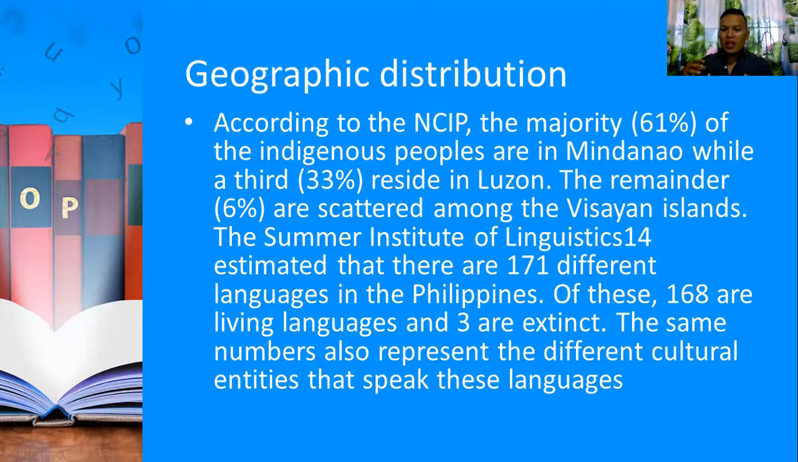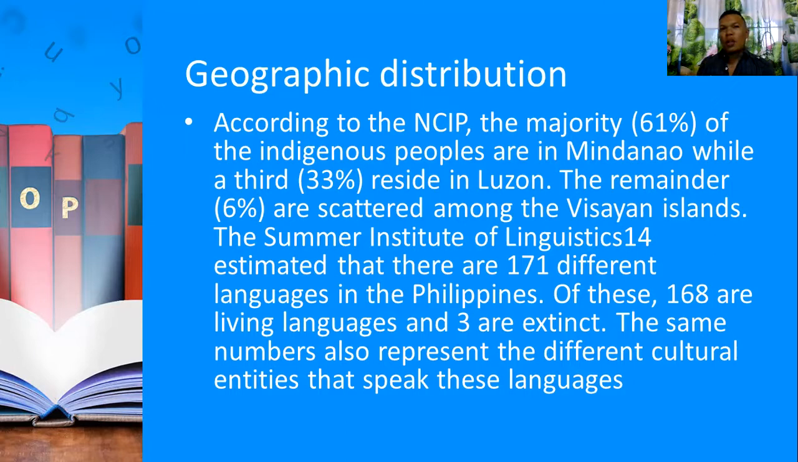in Southeast Asia. It was said that we are one of the unique people because we have many languages. So there are 171 of them. And the existing ones are 168 because three are gone, extinct. So no one speaks those languages anymore. So that's a lot, right? 168. But yet, we exist as a people. These numbers also represent the different culture entities that speak these languages. So 168 different languages or dialects.